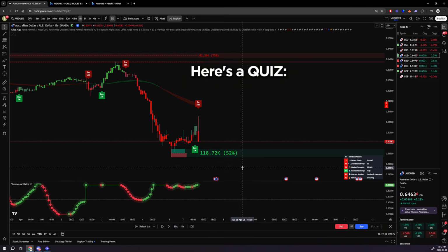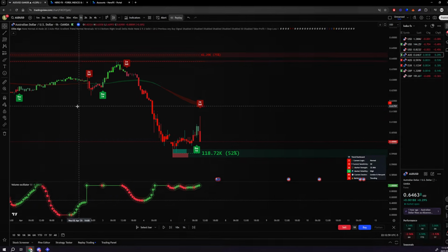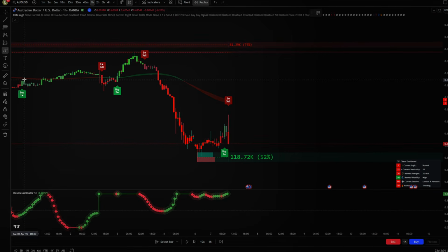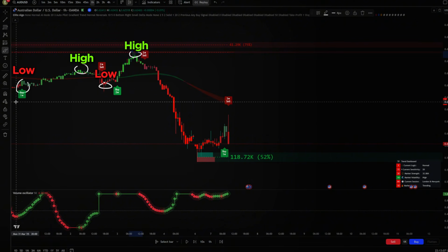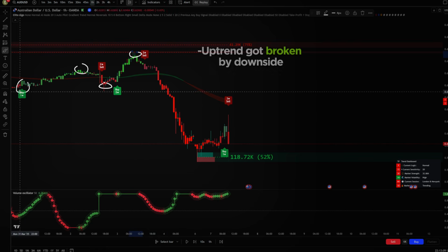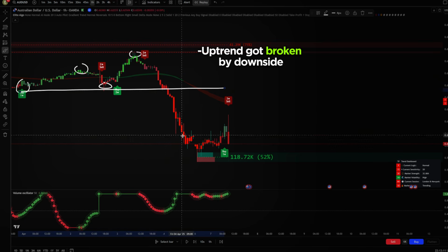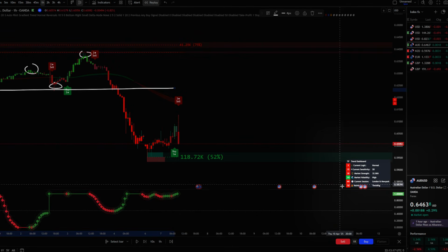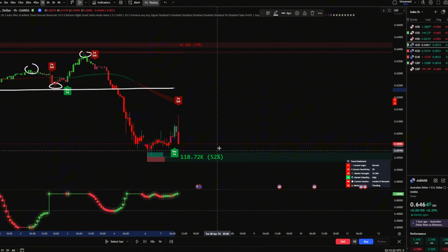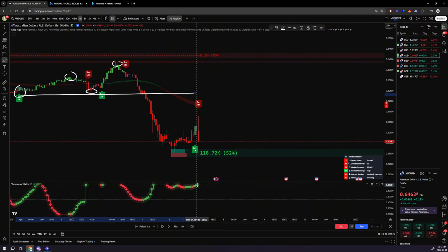Okay, so here's a little quiz for you guys. Now we see over here, we had a low and then a high, another low, another high. We were in an uptrend over here. We saw that the uptrend got broken by this downside. Okay, the trend cloud turned red, the time frames are majority red, and we got a sell signal over here. Now, based on what you see over here, should we take this trade? We also have green volume, so we have good volume in the market. Should we take this trade?